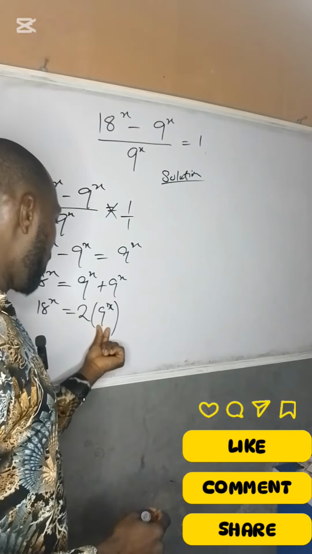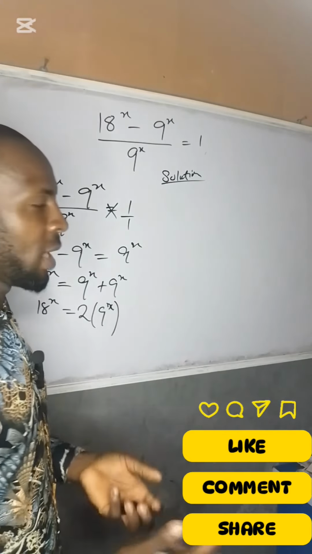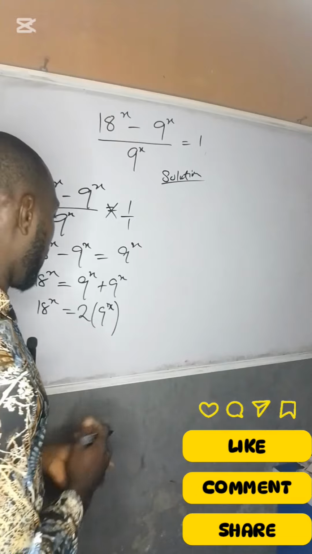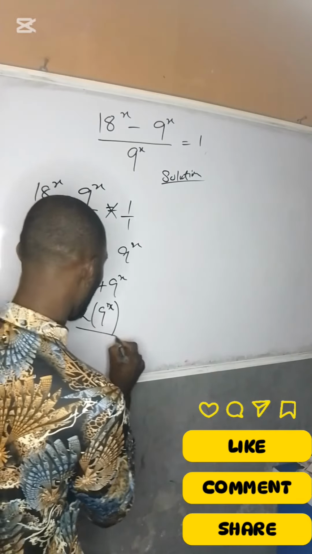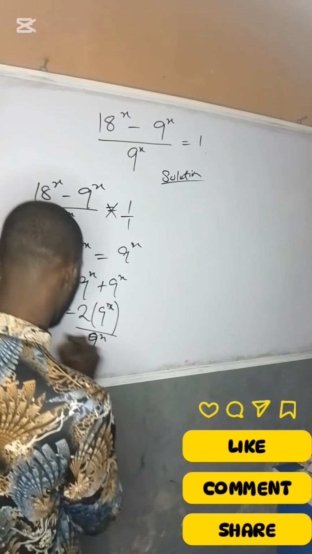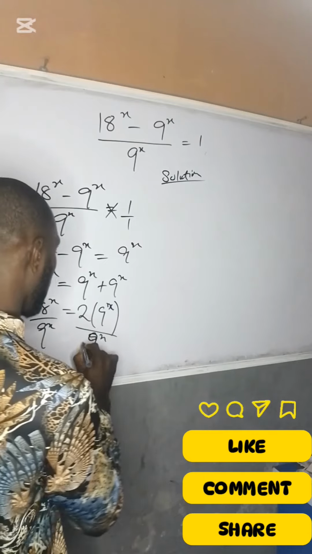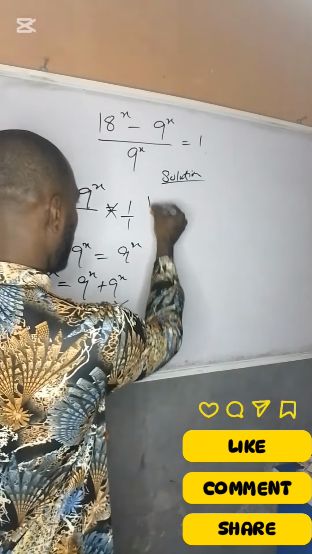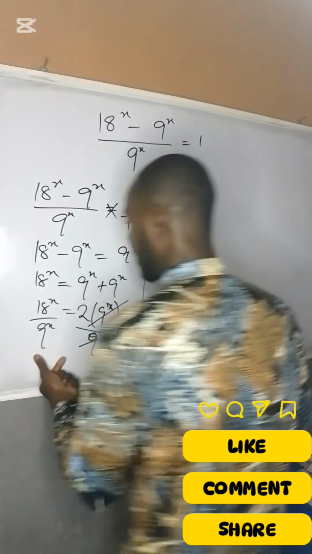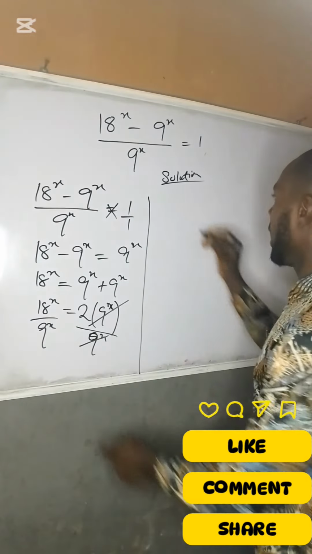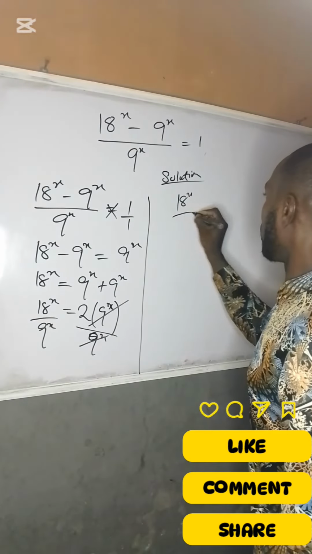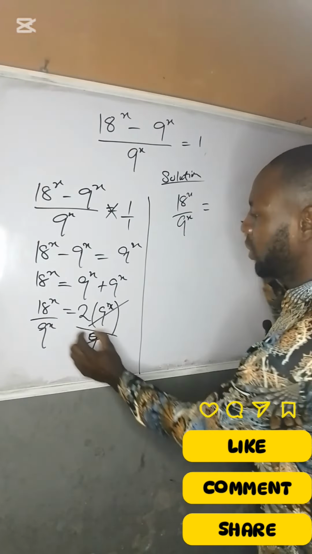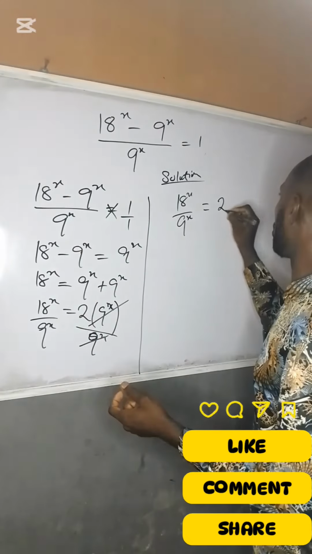Now, we have 9^x and 18^x, they have the same powers. Let's combine them together. We now say, okay, divide through by 9^x. This and this will go. Now, the next step is that we'll have 18^x all over 9^x is equal to, what remains here is nothing but 2.